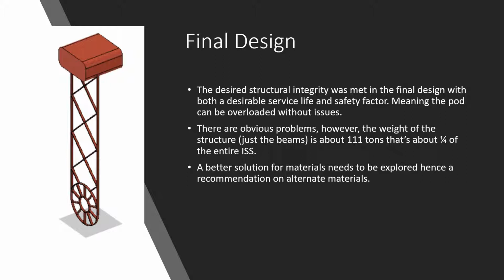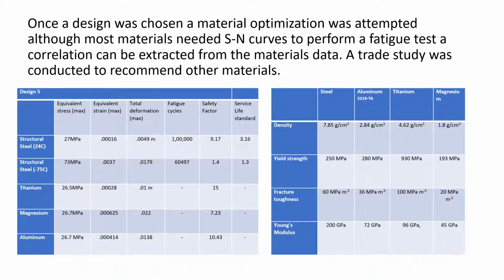The weight of the structure just in the beams is about 111 tons. That's about one-fourth of the entire ISS weight. So a better solution for materials needs to be explored, and hence our recommendation. Once the design was chosen, a material optimization was attempted. Although most materials needed S-N curves to perform fatigue tests, a correlation can be extracted from the material's data.